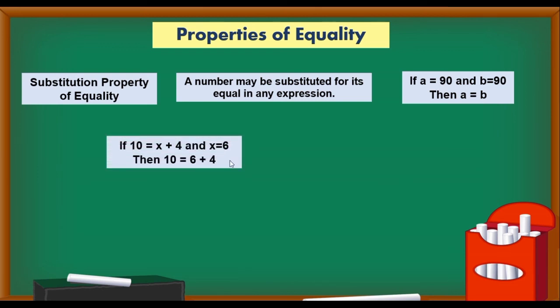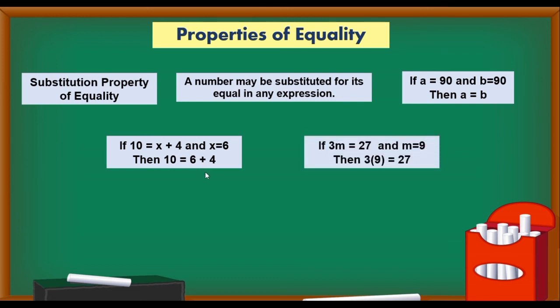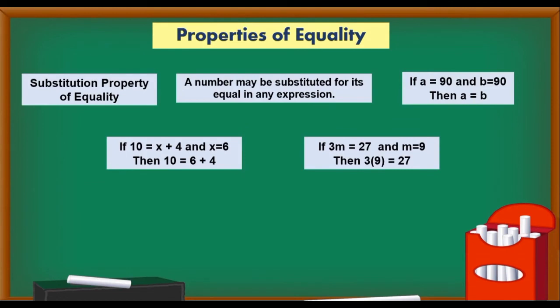Another example. If 10 equals x plus 4, and yung x natin ay equal kay 6, so pwede nating sabihin that 10 is equal to 6 plus 4. So, ganun po ang substitution. And last example, if 3m equals 27, at yung m po ay equal kay 9, so papalitan lang natin yung m ng 9. So, we can say that 3 times 9 equals 27. Yan po ang ating different properties of equality.